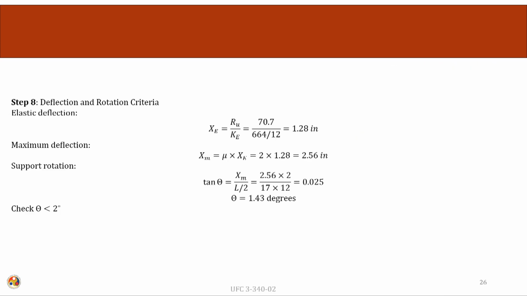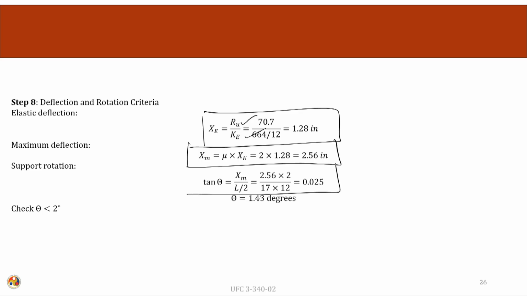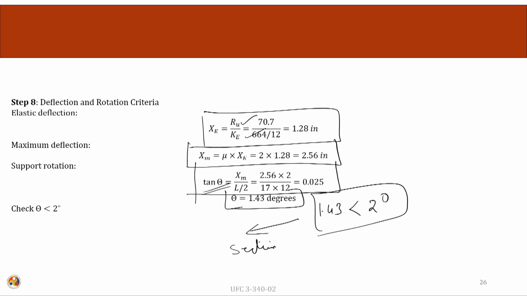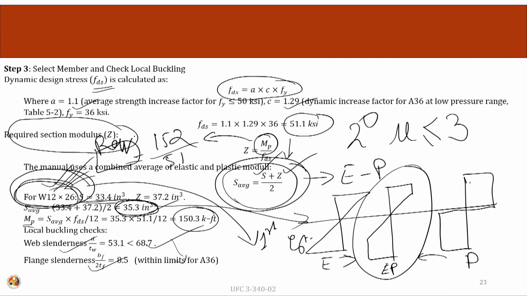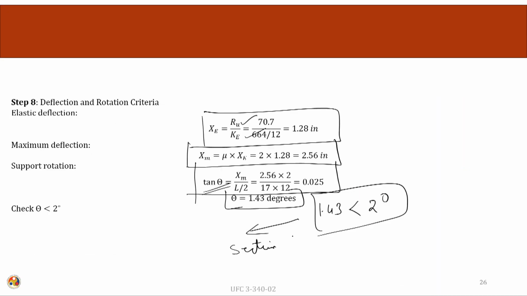Once we have the value of xm over xc, we know how to calculate xc, which is Ru over Ke, the resistance divided by the stiffness, and I have my total xm. Depending upon the configuration, I calculate my rotation. The rotation is 1.43 degrees, which is less than my allowable limit of 2 degrees. So the initially chosen section, W12 cross 26, will meet the requirement.